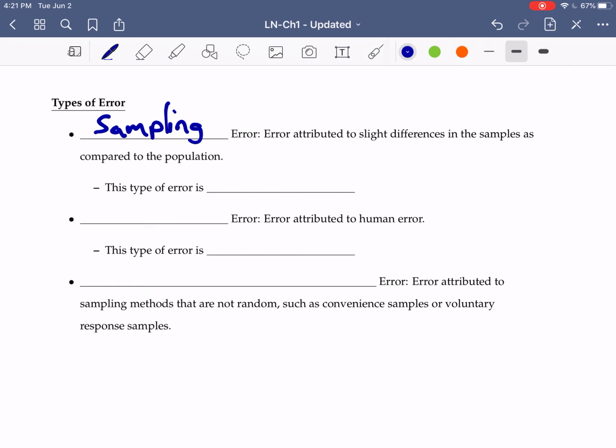So if I have a class of students, and maybe there are 30 students in the class, if I were to randomly choose 10 of them, the mean age of those 10 students is probably not the same as the mean age of the population of the whole 30 students in the class. I expect that to happen. And so that is sampling error. We expect that to happen. This type of error is unavoidable.